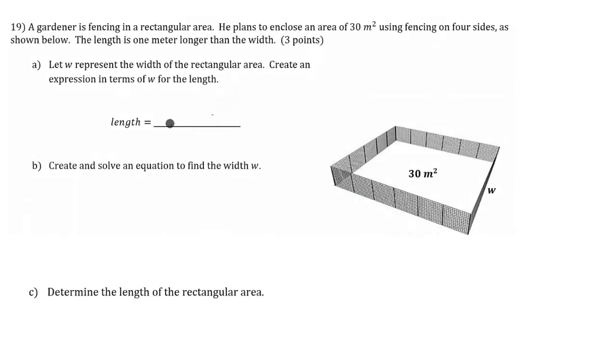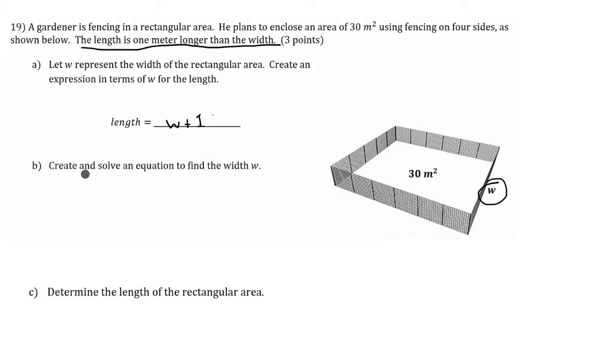Question number 19 involves a gardener that wants to put fencing around an area which is 30 meters squared, and part A is asking us to find an expression that represents length. So we're already given width, that's down here, we just call it W. Actually we're not really given it, but we're going to use that to write our expression for length. And in our problem it says the length is 1 meter longer than the width, so our length is going to be our width plus 1. And that will be 1 meter longer. And that's all we had to do.